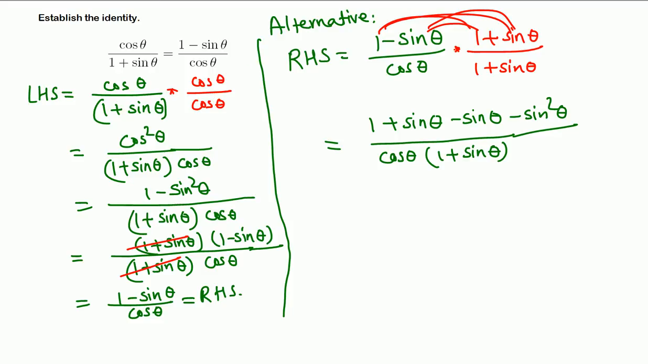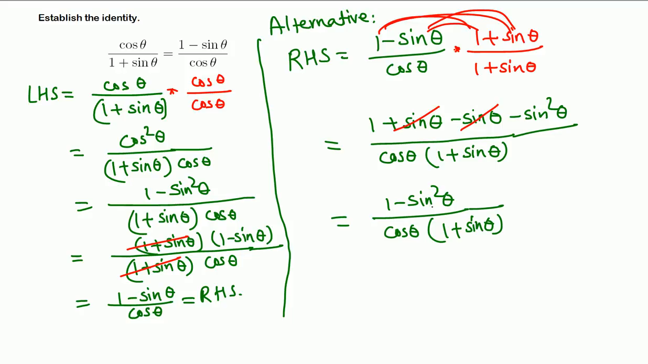Now on the top we can see plus sine theta and minus sine theta cancel, so it's 1 minus sine squared theta. On the bottom we have cosine theta times 1 plus sine theta. We want to keep 1 plus sine theta, so do not distribute this. If you do, then you'll go back to the original question.